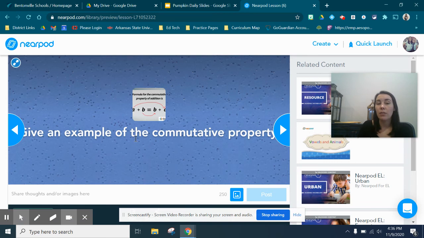This one, give an example of the commutative property. Make sure you don't mix up associative and commutative. Remember, associative should have parentheses. We're associating them. Commutative, we're flipping. We're changing the order of things. And remember, it can be adding or multiplying for both.